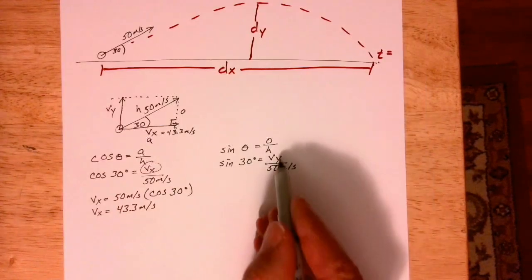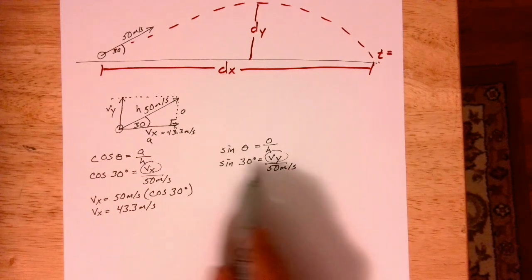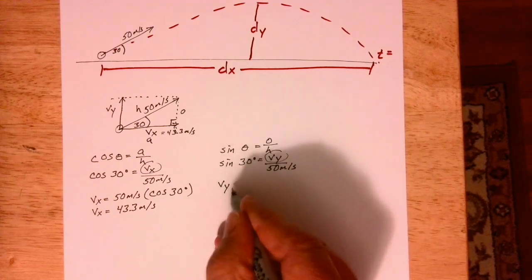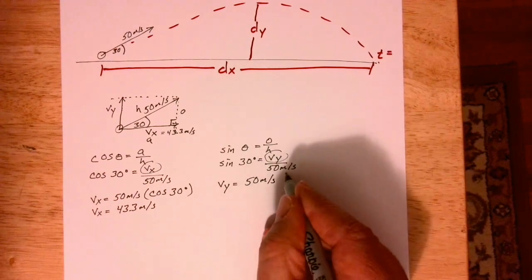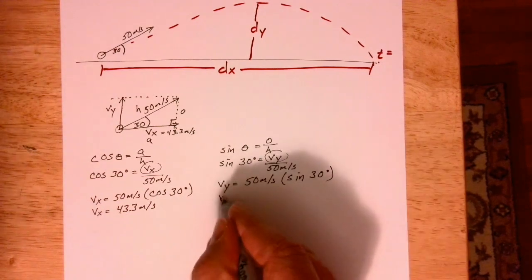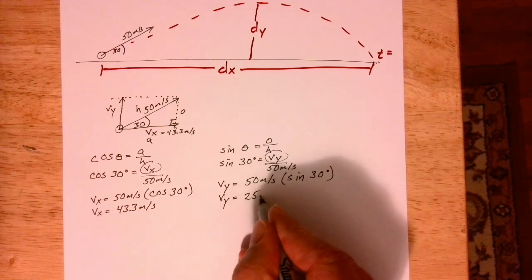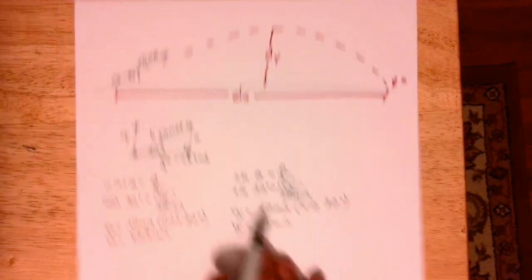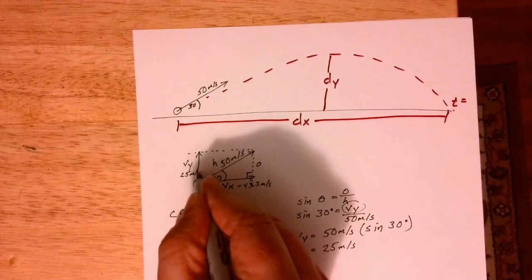Alright, so when you solve for v sub y, 50 meters per second is in the denominator, so we need to bring it up to the top. You want to multiply both sides by 50 meters per second. So Vy is equal to 50 meters per second times the sine of 30 degrees. So V sub y comes out to be 25 meters per second. Sine of 30 is 0.5 times 50 is 25. So vertically, this is going to be traveling at 25 meters per second.